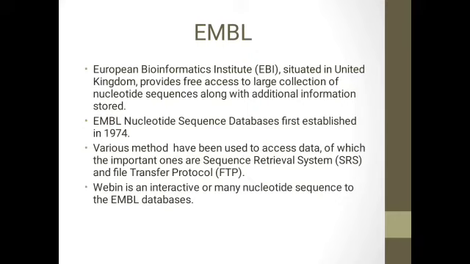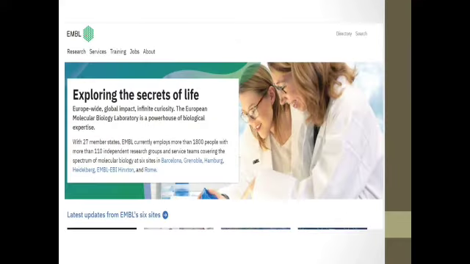What is EMBL? The European Bioinformatics Institute situated in the United Kingdom provides free access to a large collection of nucleotide sequences along with the additional information stored. The EMBL nucleotide sequence database was first established in 1974. Various methods have been used to access the data, of which the important ones are the Sequence Retrieval System, that is SRS, and FTP, file transfer protocol. Webin is an interactive tool to submit nucleotide sequences to the EMBL database. This is the website of the EMBL.